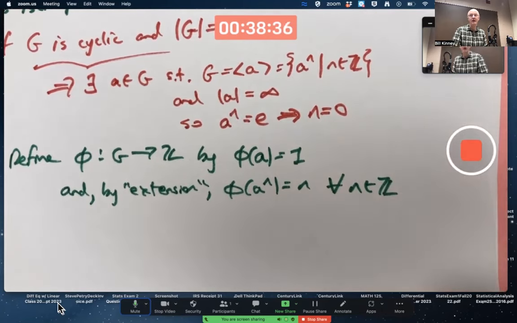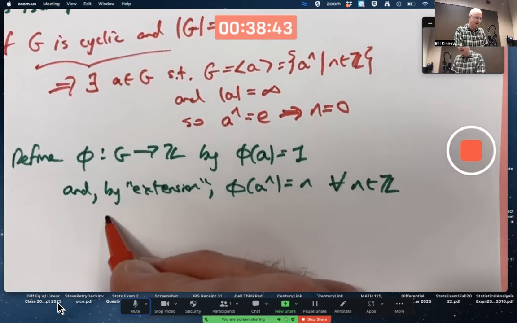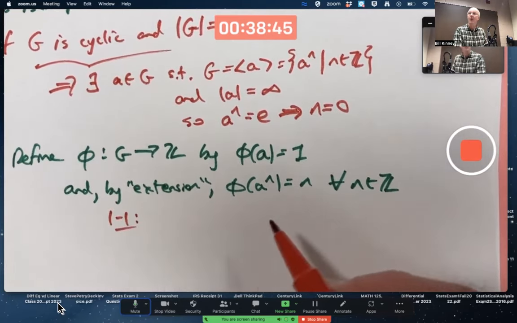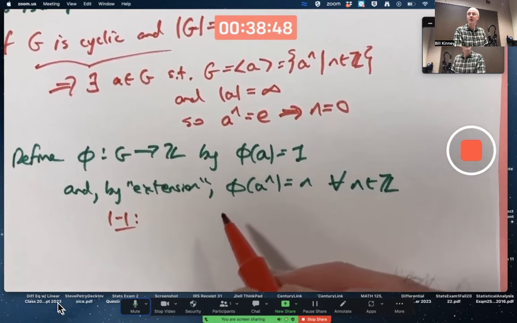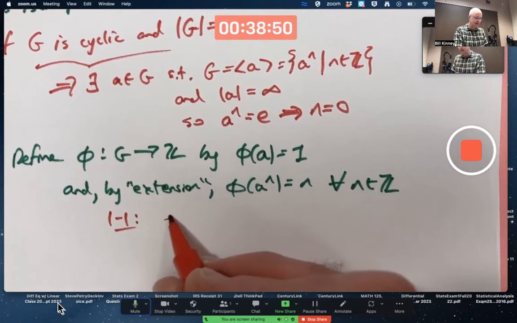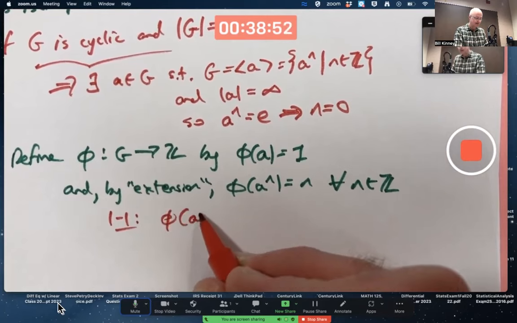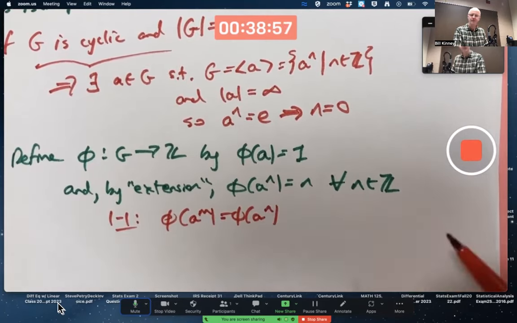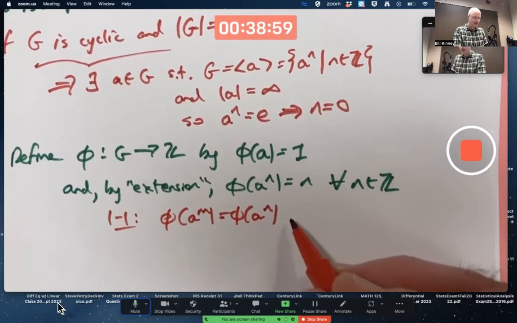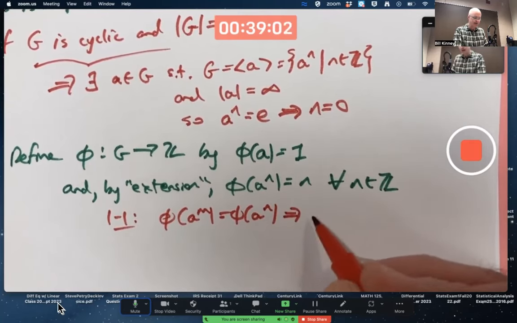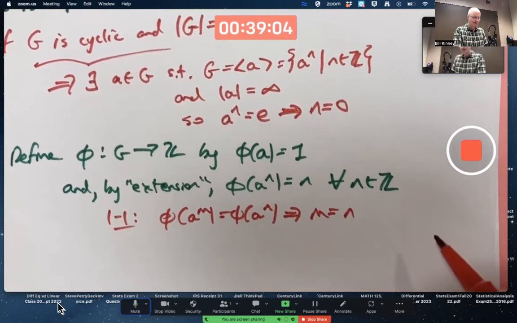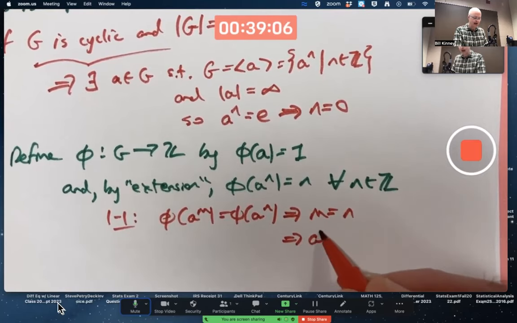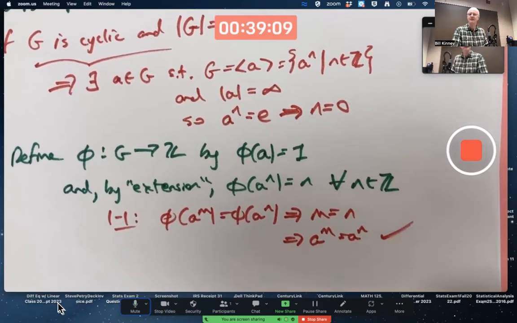Is it an operation? Is it 1-to-1, onto, and operation preserving? Let's think about 1-to-1. I guess I am almost doing the proof here. What does 1-to-1 mean? It means if the outputs are the same, the inputs must have been the same. If phi of A to the m equals phi of A to the n, by this formula, that means m equals n. And if m equals n, then definitely A to the m equals A to the n. It's 1-to-1.